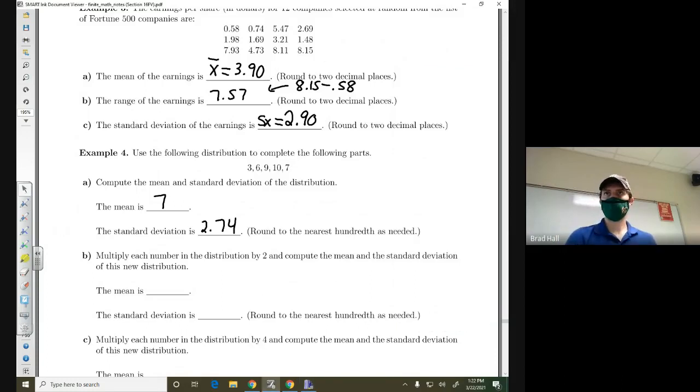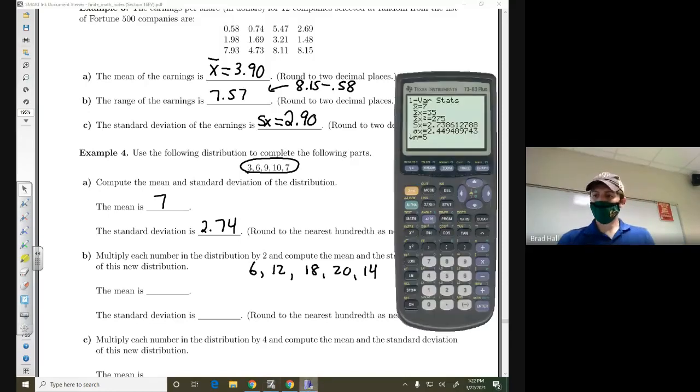So far, so good. Pretty simple. Not so simple. Next part, it says multiply each number by 2. Okay, so the numbers in our data set, they want us to multiply each number by 2. So 3 times 2 is 6. 6 times 2 is 12. 9 times 2 is 18. 20, and 14. And then they tell us to start over.